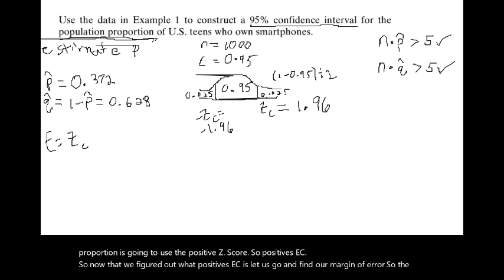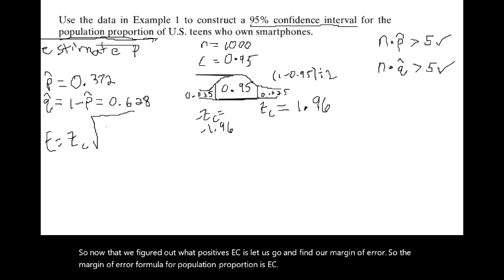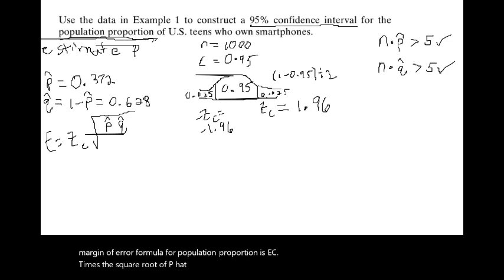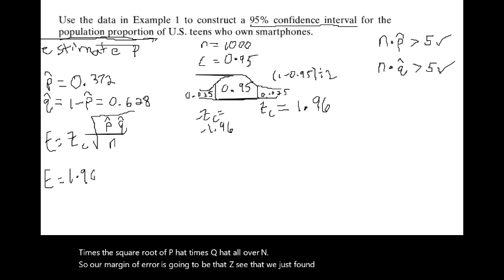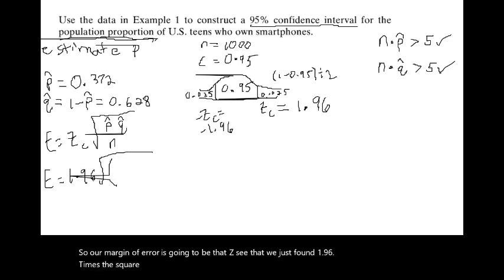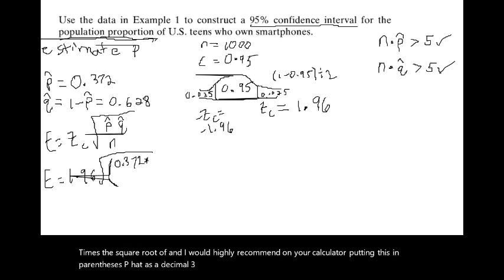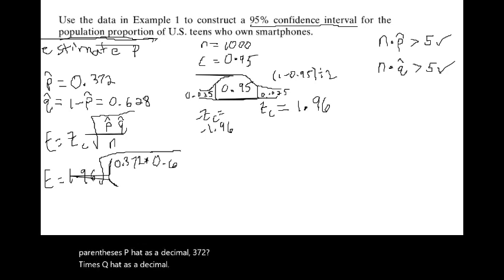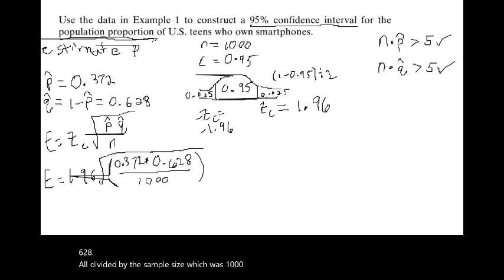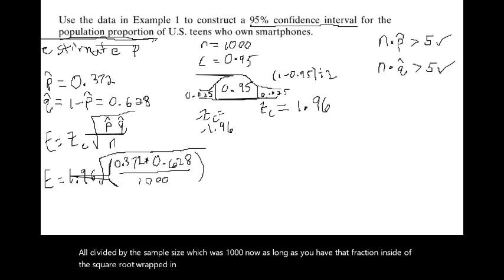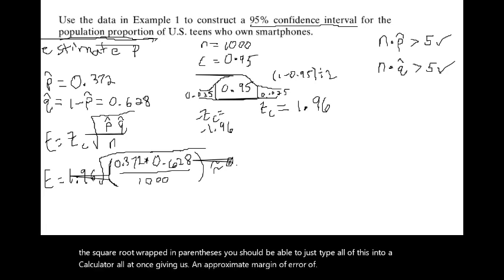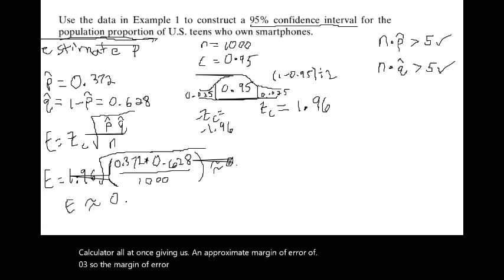The margin of error formula for population proportion is ZC times the square root of p-hat times q-hat all over n. So our margin of error is going to be that ZC that we just found, 1.96, times the square root of, and I would highly recommend on your calculator putting this in parentheses, p-hat as a decimal, 0.372, times q-hat as a decimal, 0.628, all divided by the sample size, which was 1,000. As long as you have that fraction inside of the square root wrapped in parentheses, you should be able to type all of this into a calculator all at once, giving us an approximate margin of error of 0.03.